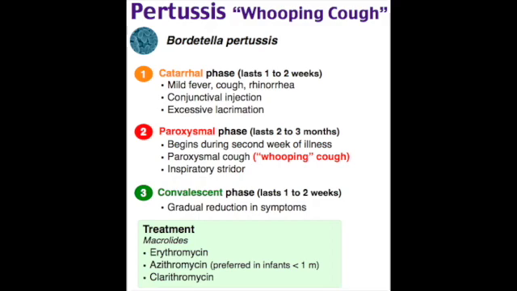Pertussis prevention. In the US, 5 doses of DTaP are typically recommended at 2, 4, 6, and 15 to 18 months and at 4 to 6 years of age. A booster dose is administered between 11 and 18 years of age.